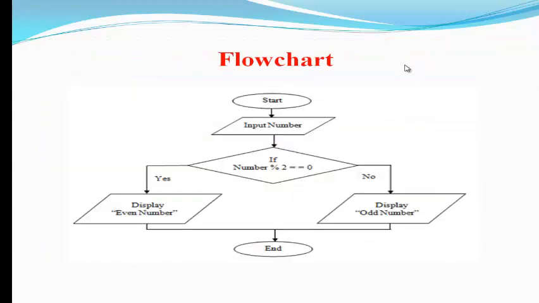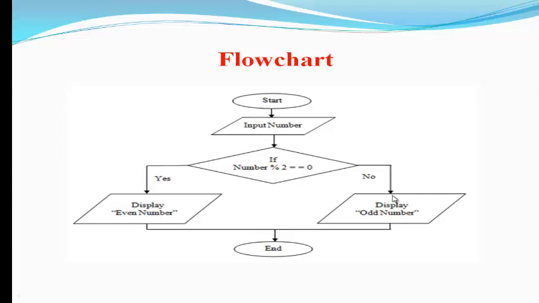Next we see the flowchart based on the algorithm. When we write the algorithm, we create the flowchart from it. So first start, next step is input number, next it checks the condition: if number mod 2 is equal to 0. If yes, then it prints even number. If no, it prints odd number.